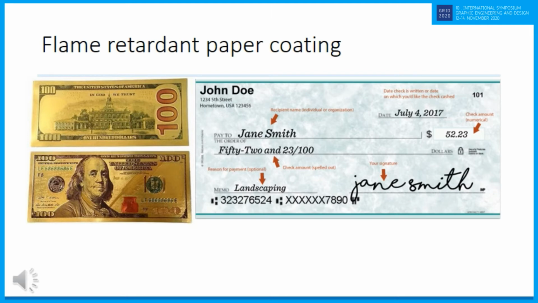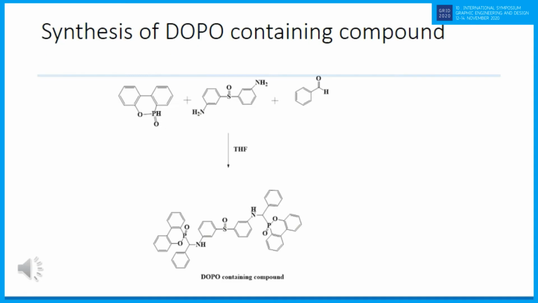Why is the flame retardant coating important? Flame retardant coatings and films prevent or delay the ignition of valuable documents, checks, money, valuable books, or printed paper used in a home environment, thus providing features such as extending extinguishing time or preventing the spread of fire. When we come to the experimental section, in our study I synthesized DOPO containing compounds.